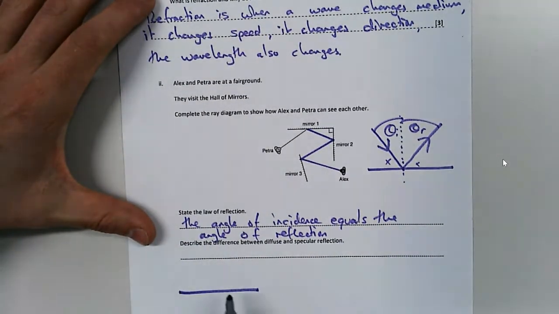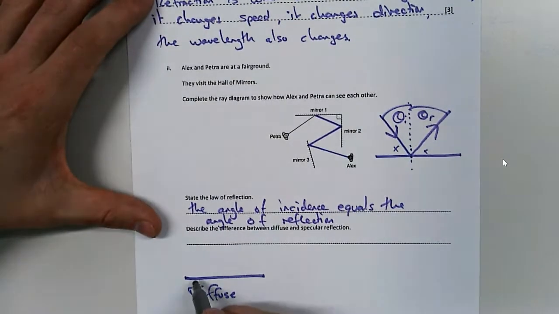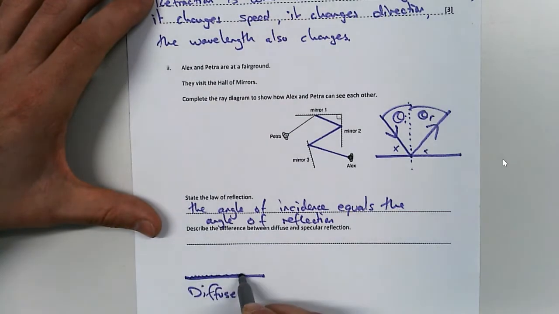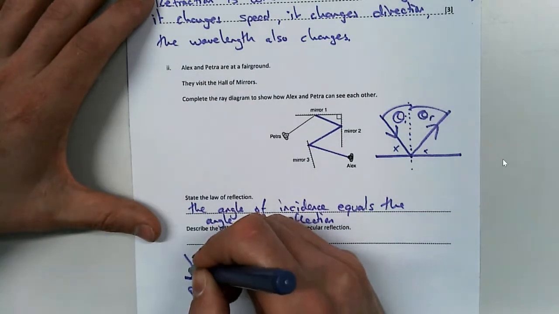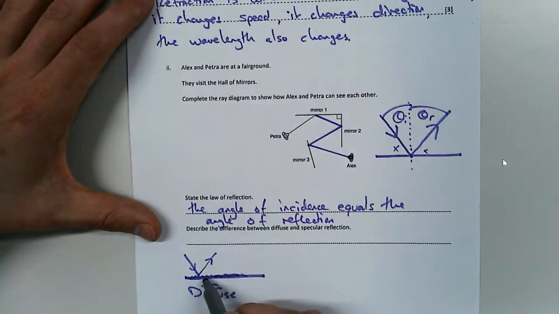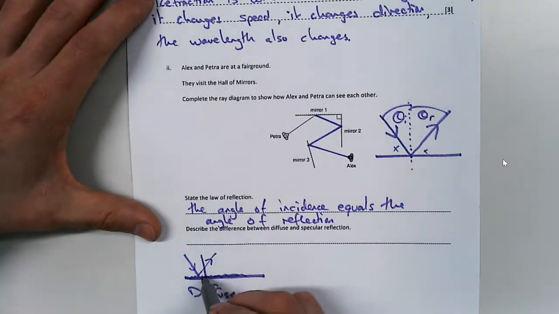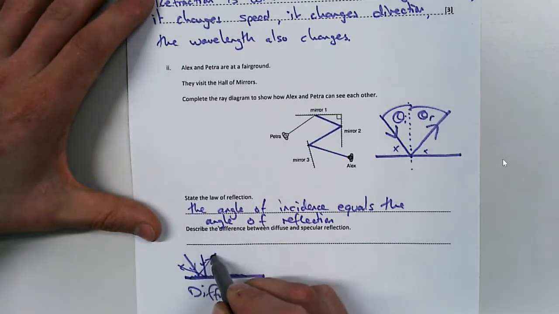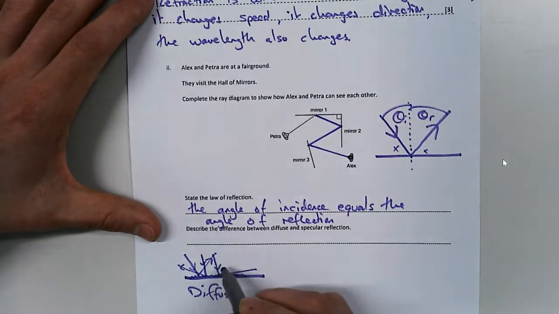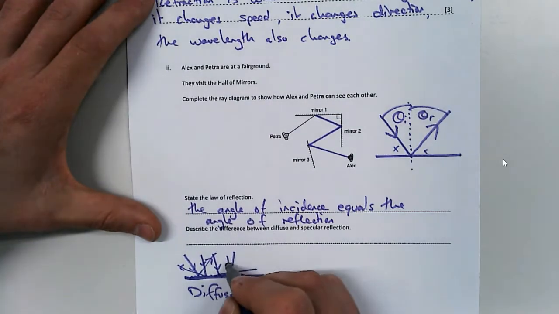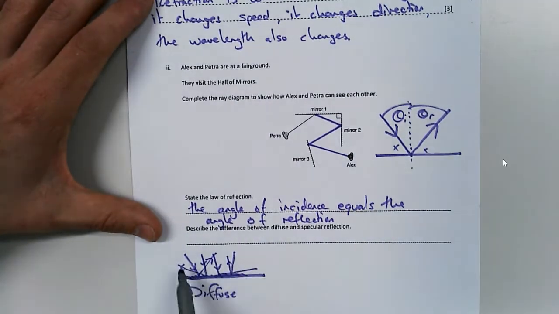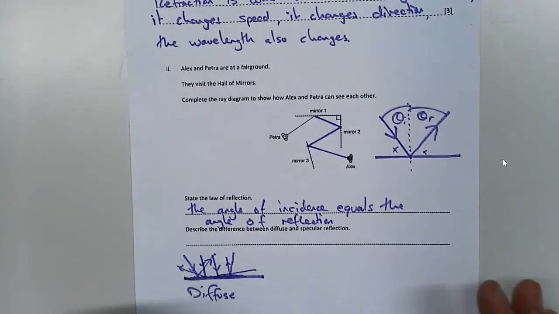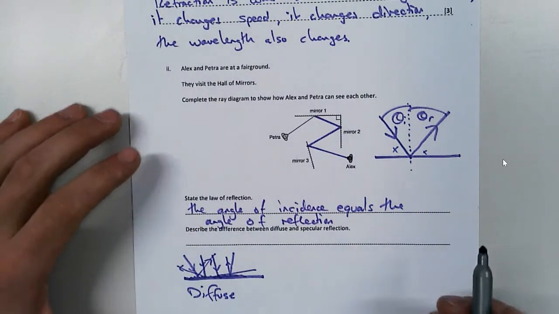So diffuse reflection is where you have a rough surface. And so when you have a rough surface, the light rays will obviously hit the bumps in slightly different places and they will bounce off in all kinds of angles. So you'll get basically a mess. If you're looking at diffuse reflection, you wouldn't be able to see your image, you'd see a blur.